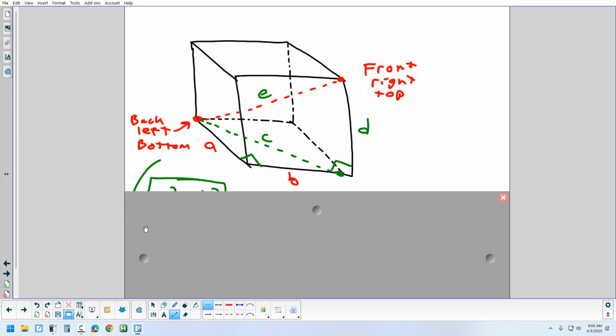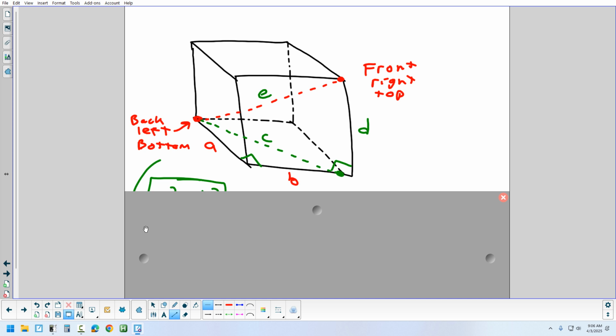How can we get C, which is the distance across the diagonal of just the bottom of the box? If you were looking at this book, this was the bottom of the box. A is one side, B is the other. How would I get the distance across the diagonal?